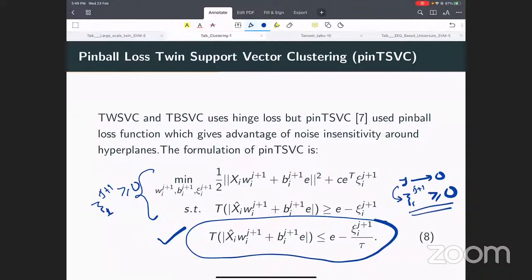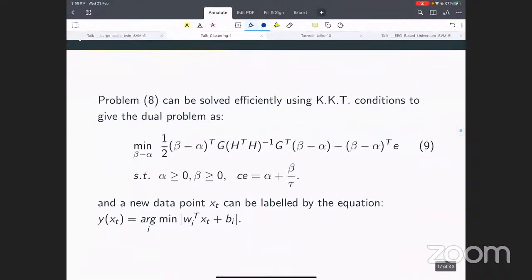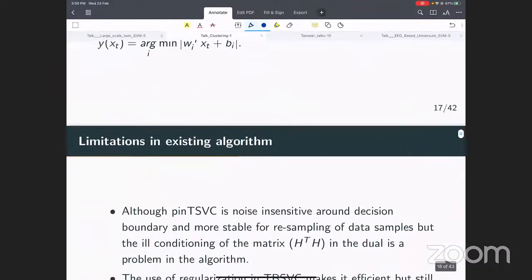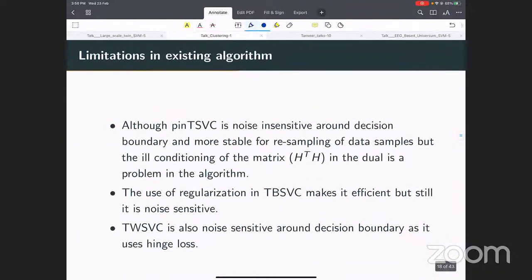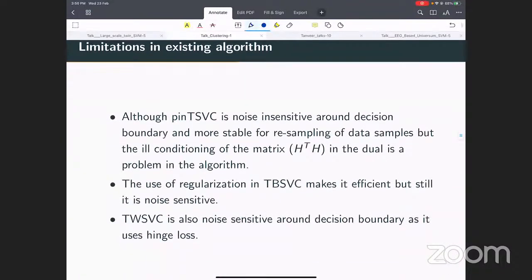So essentially, that will be a particular case of this pinball twin support vector clustering problem. Now there are some limitations. Although pin TSVC is noise insensitive around the decision boundary and more stable for resampling of data samples, the ill conditioning of the matrix in the dual is again a problem.